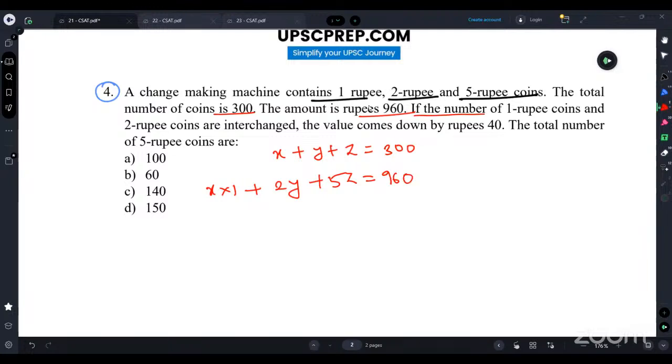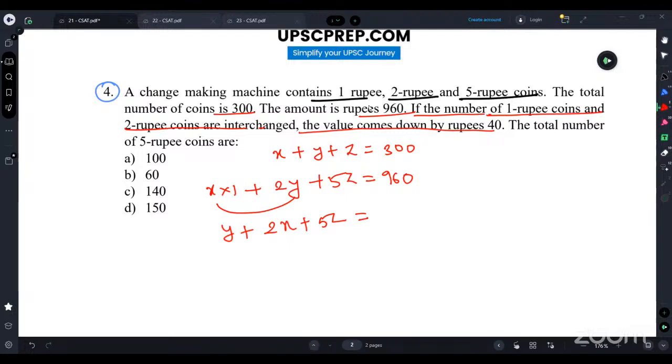Third, if the number of 1 rupee coins and 2 rupee coins are interchanged, now we have to interchange the number of 1 rupee coins and 2 rupee coins. Let's say Y is interchanged by X and X is interchanged by Y. See now, it will be Y into 1 plus 2 into X, plus 5Z. Then what they are saying is the value comes down by 40 rupees.